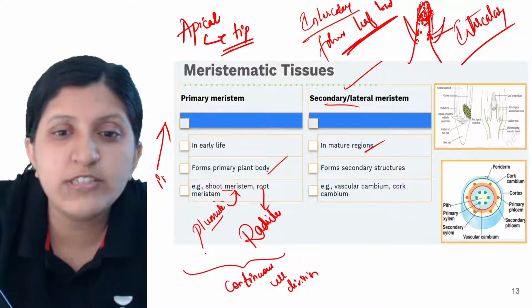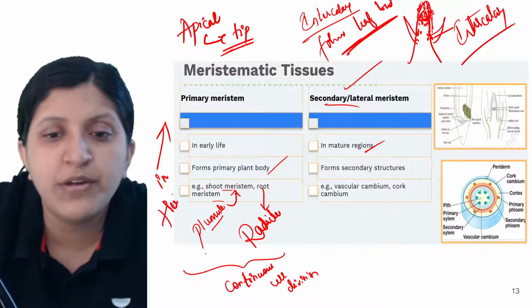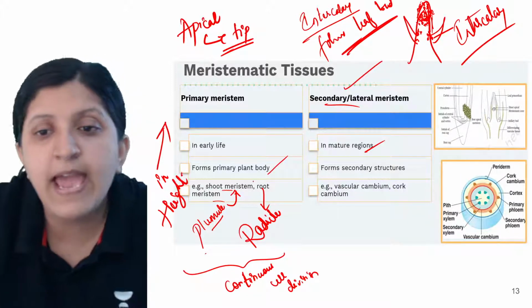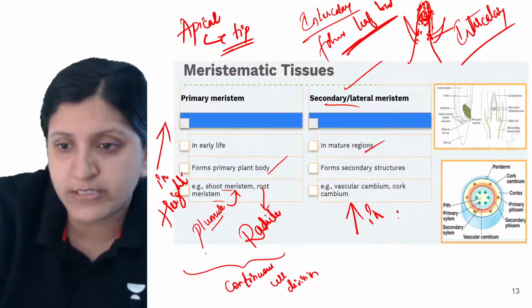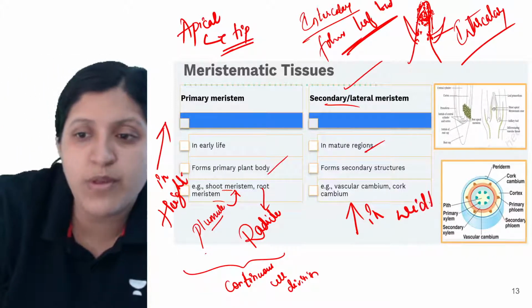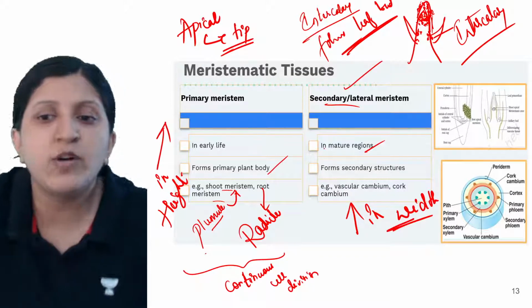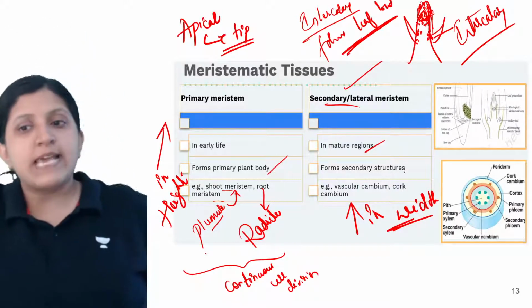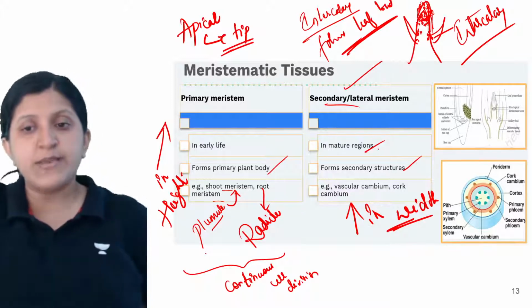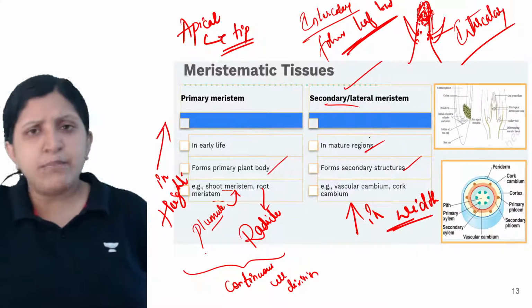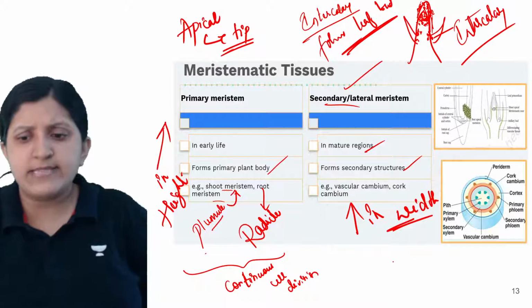Okay, so this one is with respect to increase in height, and here this is with respect to increase in width of a plant. Width is going to be increased, mainly because this will form the secondary structure. There are secondary structure formations you can see, mainly from the cambium.